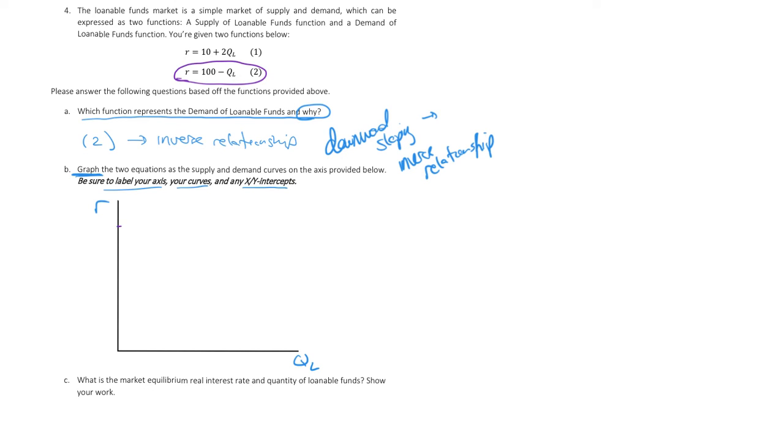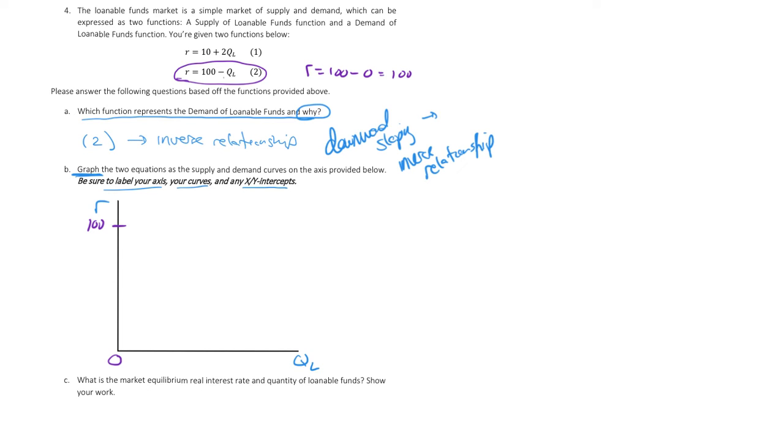Well, we know the demand curve is going to start somewhere on the R axis, on that vertical axis, and that is when the quantity of loanable funds is equal to 0. So if I were to plug in a 0 for this quantity of loanable funds, I'd get R equals 100 minus 0, which is just equal to 100. So we know this number is going to be 100.